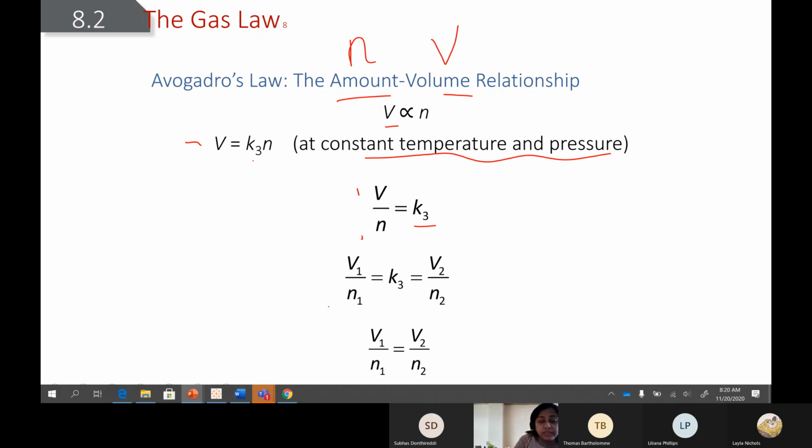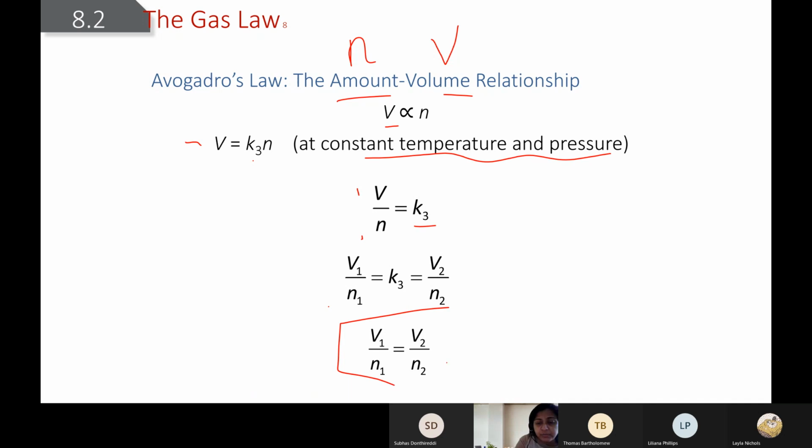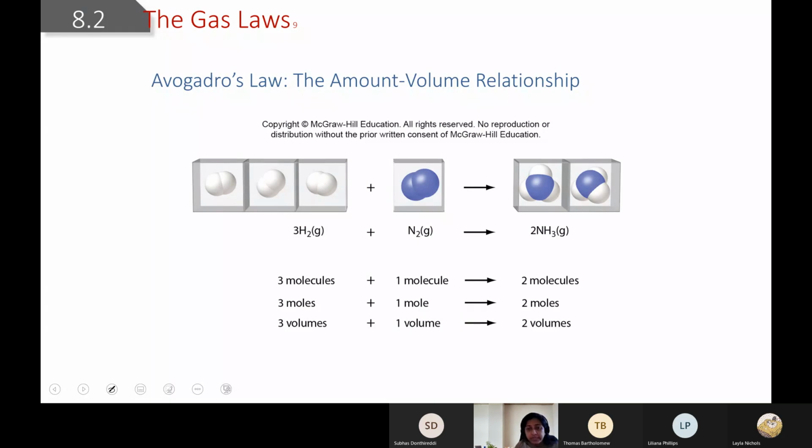So then we'll get this relationship, V1 over N1 equals V2 over N2. Okay, right. So let me explain it further. Look at this stoichiometry, the equation. First you need to check whether it is balanced. 3 moles of H2 gas is allowed to react with 1 mole of N2 gas and gives 2 moles of ammonia, NH3 gas.